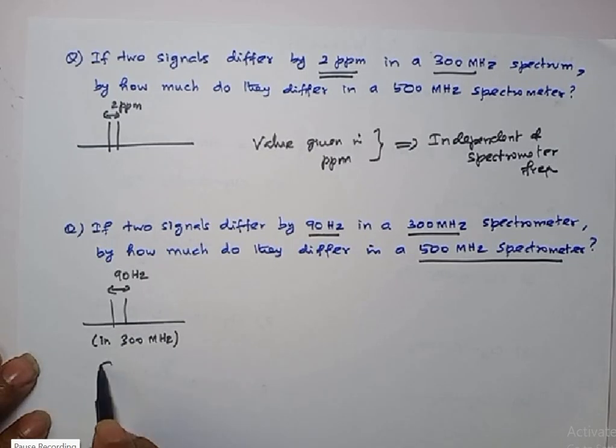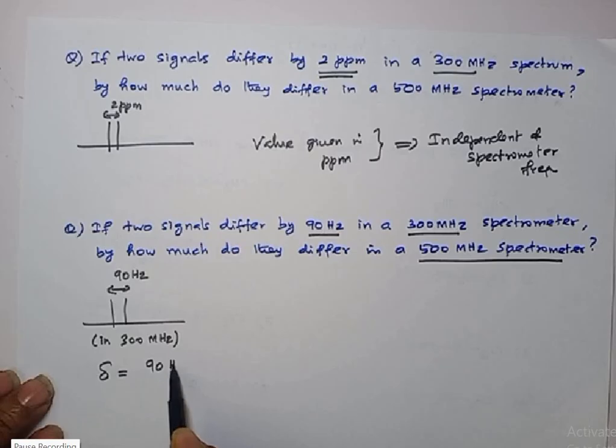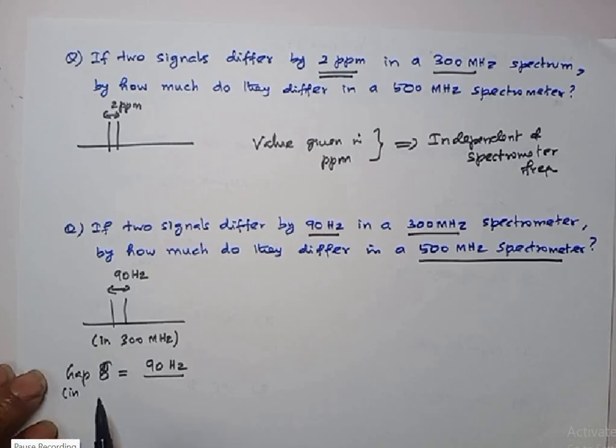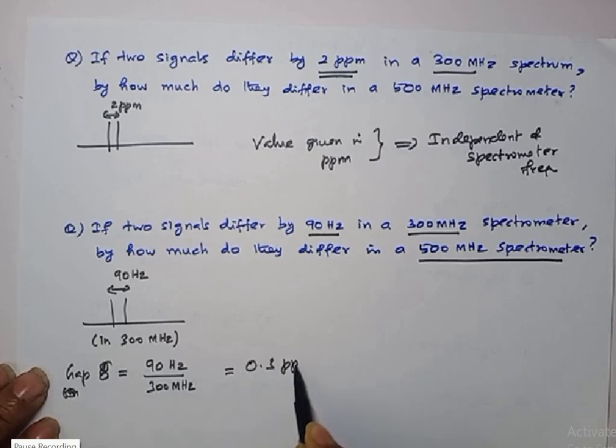First, find the chemical shift. Chemical shift is equal to 90, that's the gap between the two, 90 hertz, divided by 300 megahertz. It is not the gap, I am finding the chemical shift. So 90 hertz divided by 300 megahertz. We get a value of 90 by 300, the zeros cancel. So I'll get 9 by 30, 0.3 ppm. We get the value as 0.3 ppm.